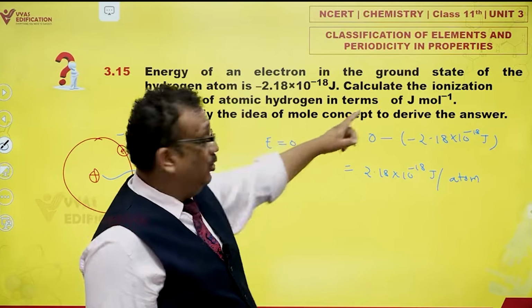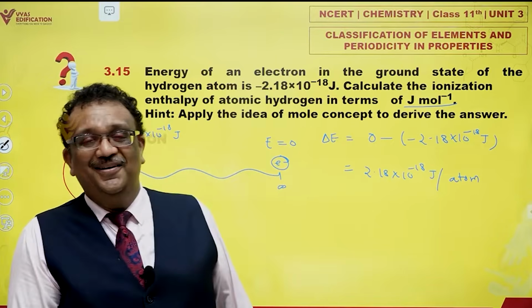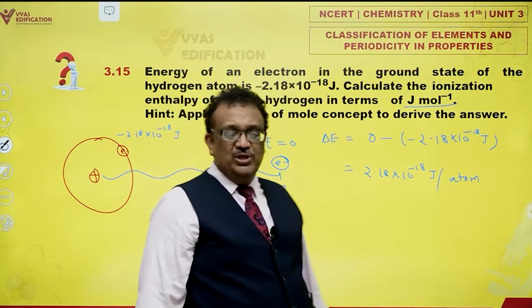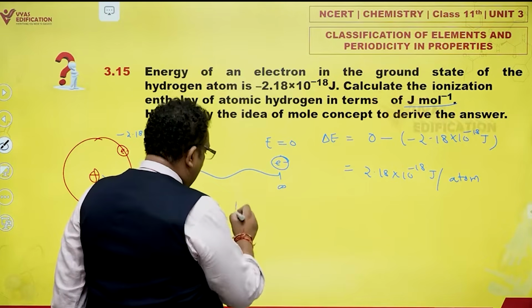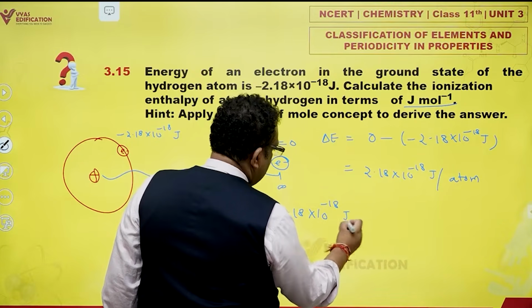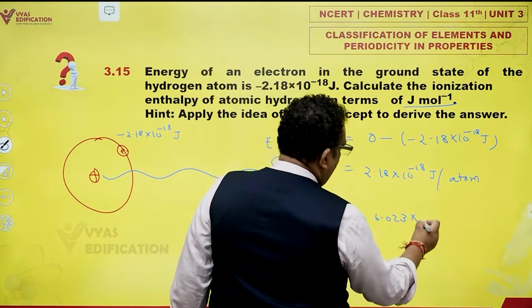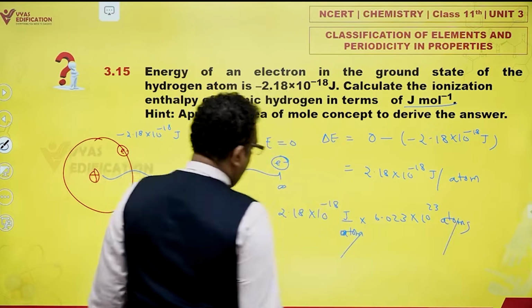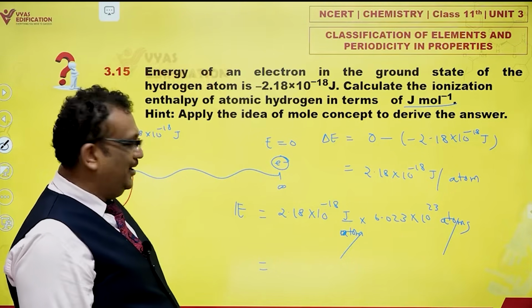And I am asked, calculate the ionization enthalpy of atomic hydrogen in joules per mole. Joules per mole, yes. How would I get that? Well, instead of 1 atom, you take 1 mole. That means you just multiply it by Avogadro's number. So, ionization energy would be 2.18 into 10 raised to minus 18 joules per atom into 6.023 into 10 raised to 23 atoms. And what do I get? I just multiply and I get what I get.